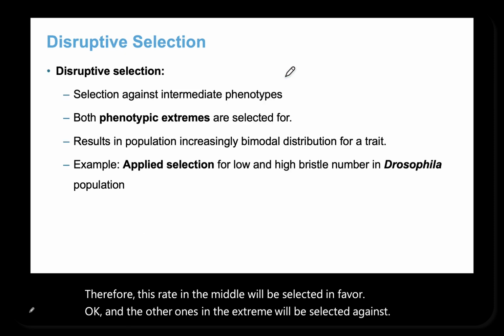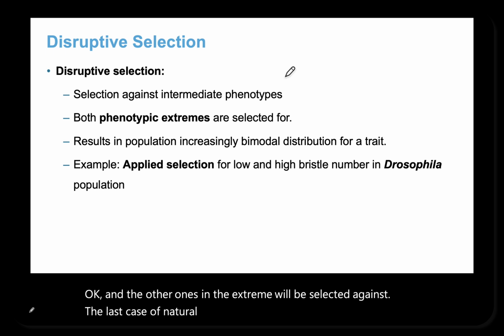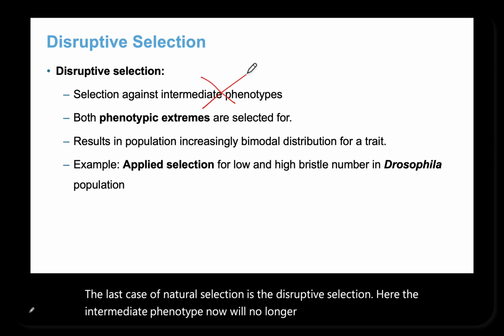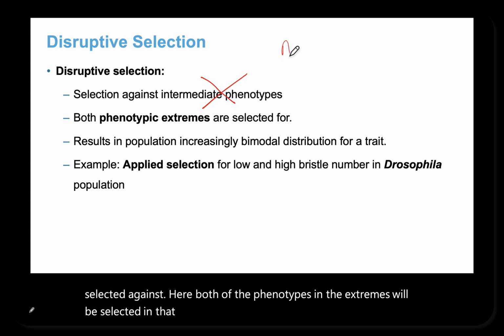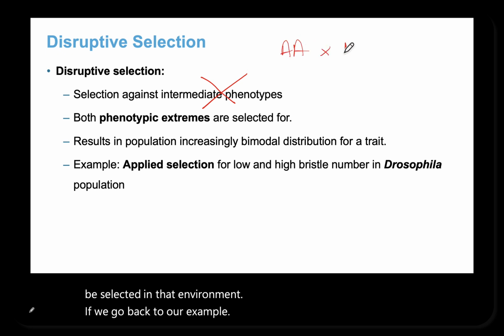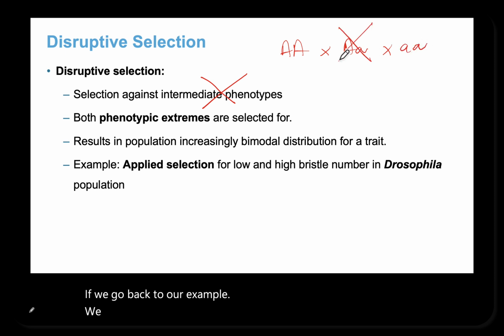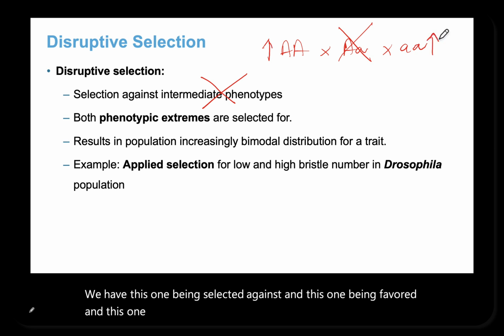The last case of natural selection is disruptive selection. Here, the intermediate phenotype will no longer be selected, or will be selected against. Here, both of the phenotypes in the extremes will be selected in that environment. If we go back to our example, we have this one being selected against, and this one being favored, and this one being favored as well. Okay?